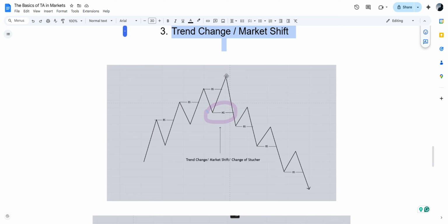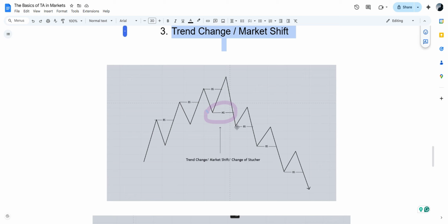But this time, as you can see, the market failed to give us another break of structure, and instead of giving us a break of structure, the market shifted the trend. So this time it broke the swing low and closed below. So this is a market shift, or you can say trend change, or change of character, change of structure.